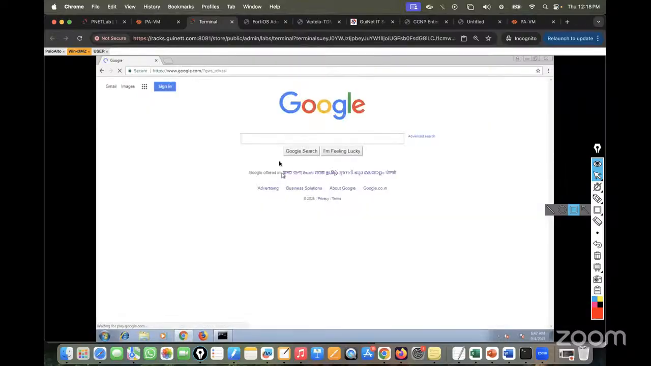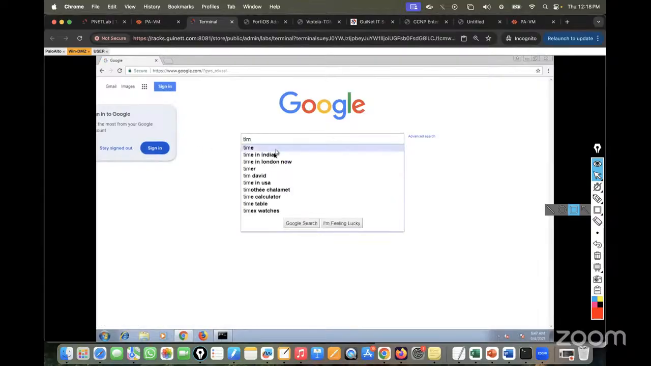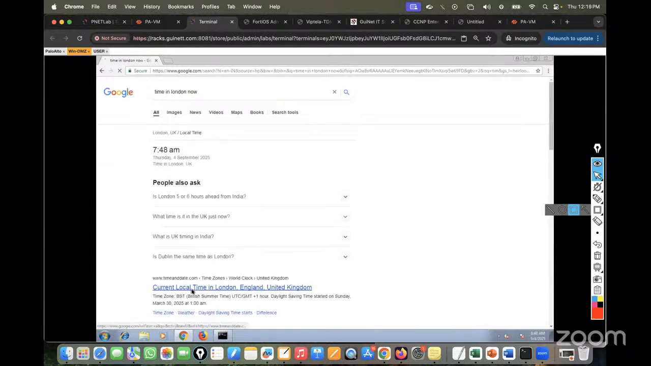The page is going to open. If you open any page like Times of India, any news, Times of London, you can open any kind of internet site. So it is going to work. This is how it works.